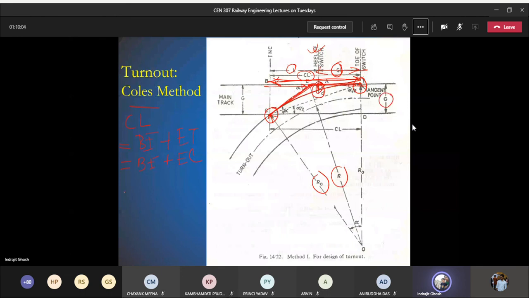So BE, we can say BE. See where is BE? BE can be replaced as G cot alpha, whereas EC can be replaced as G cosec alpha. So I am writing G cot alpha plus G cosec alpha, and I am replacing cosec with cot.